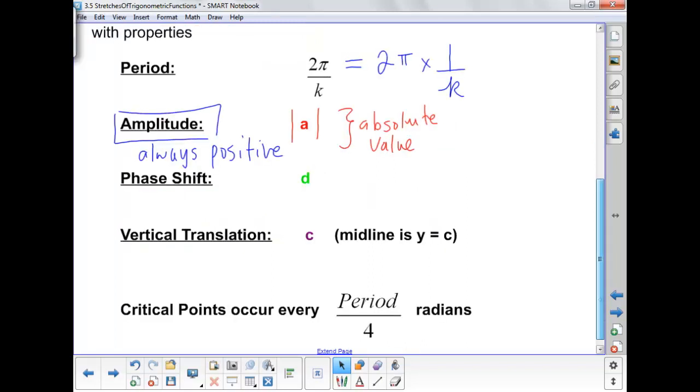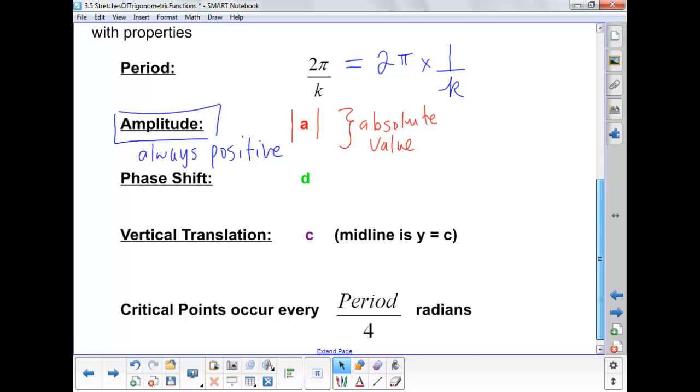If I want to know how far apart my critical points are, I know they occur every 1/4 of the period. So if I take the period and divide it by 4, that's how far apart my critical points are. We are going to be graphing in radians, so keep that in mind.